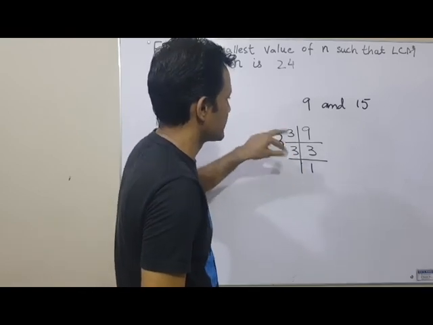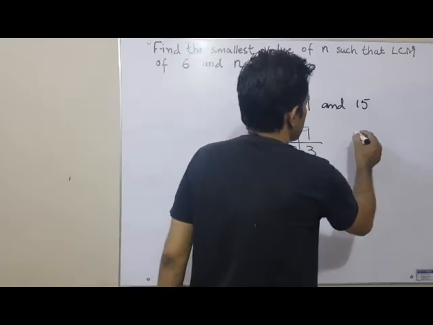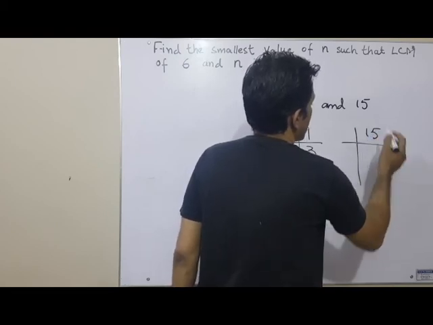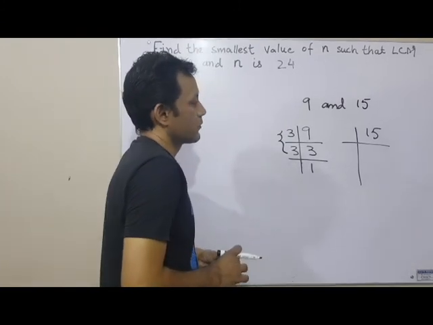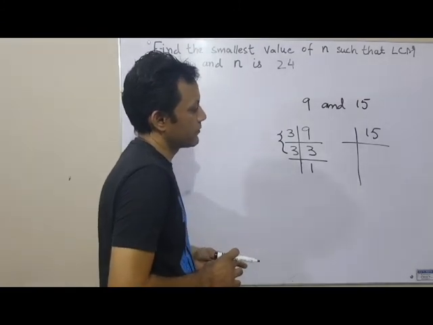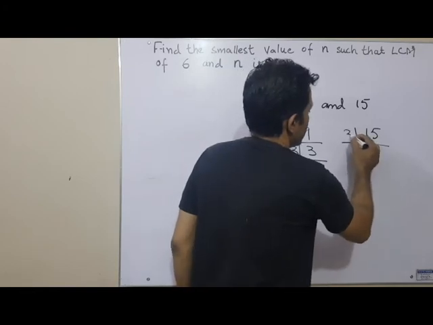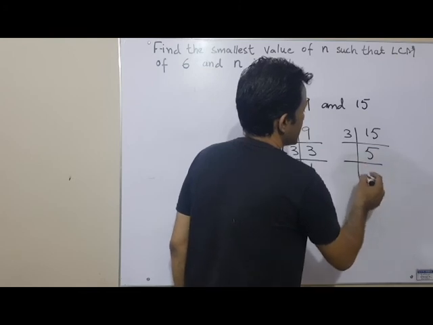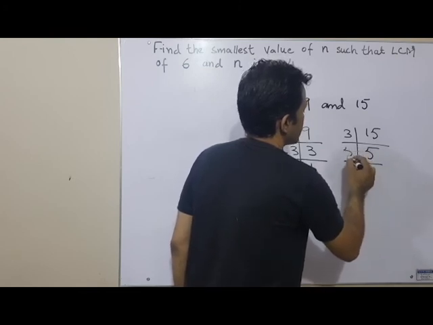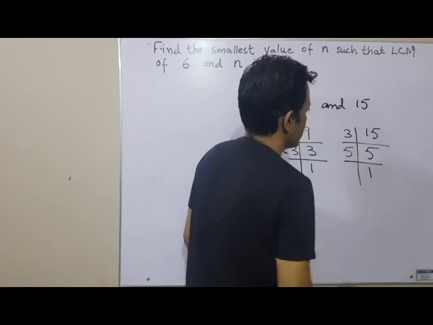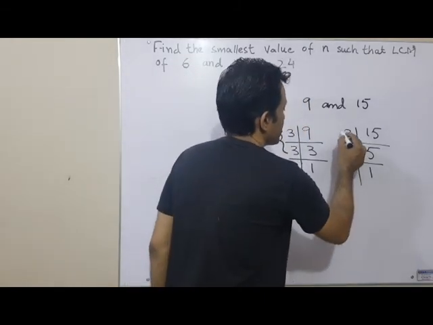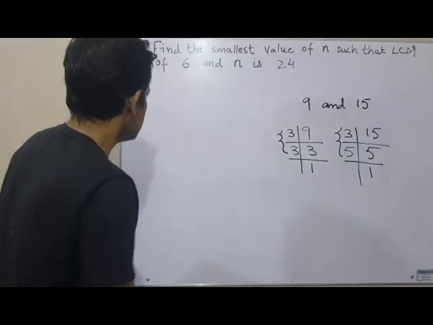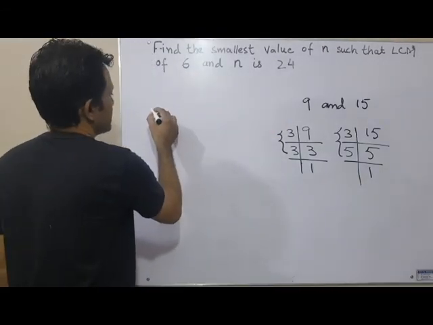3, 2 3s. Now we divide 15 to find its prime factors. We will divide it by the smallest possible prime number. 3 can divide it. 3 5s are 15, and we will continue to divide until we obtain the quotient as 1. 5 1s are 5. These two are the prime factors of 15. Now we are writing the prime factors of both the numbers here.